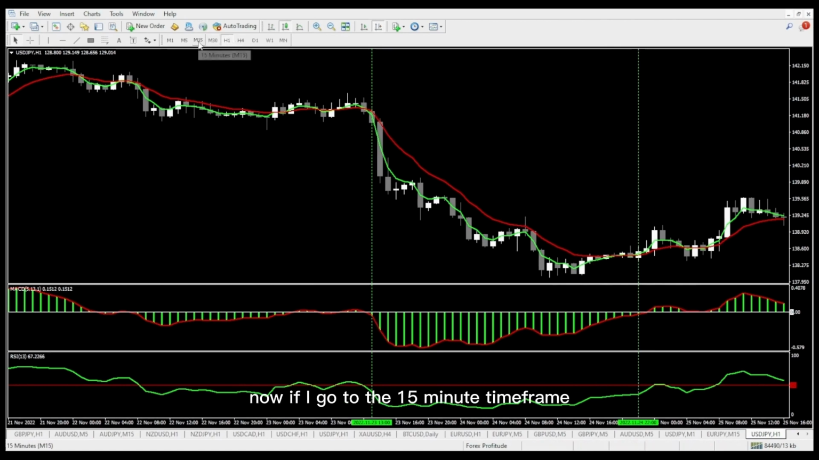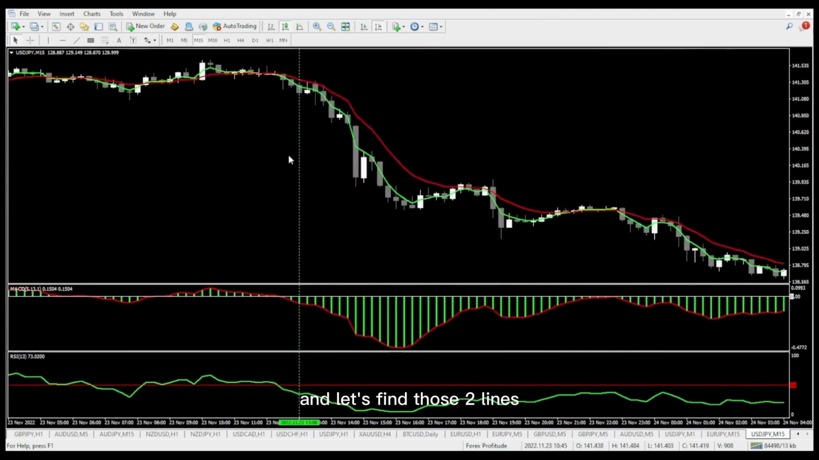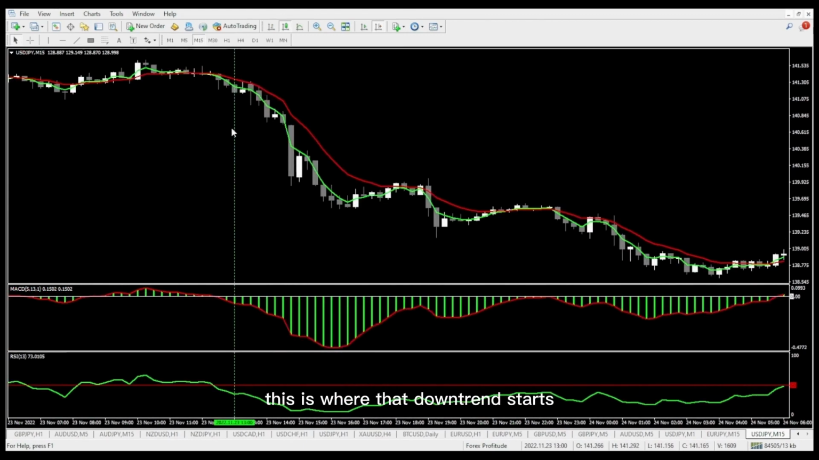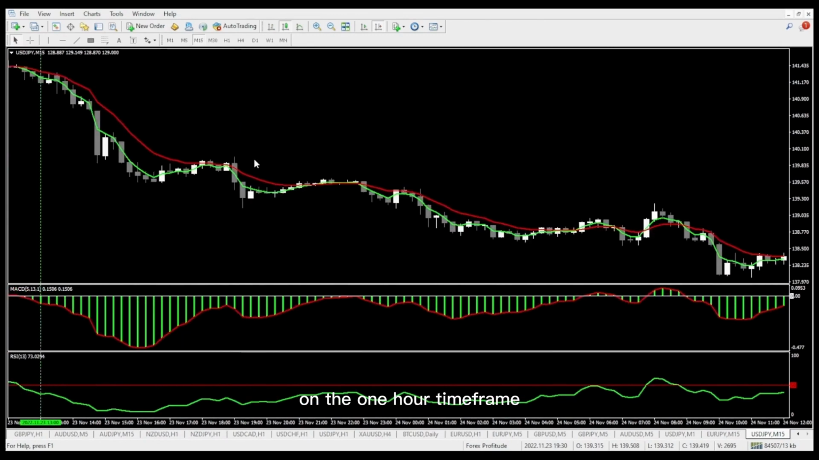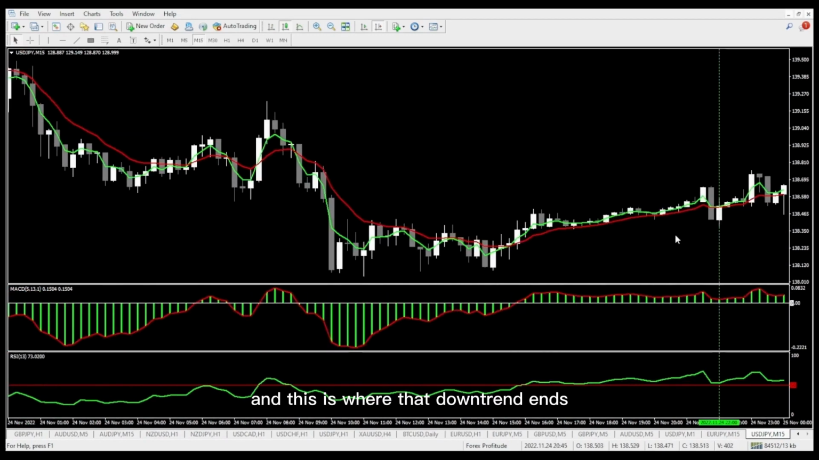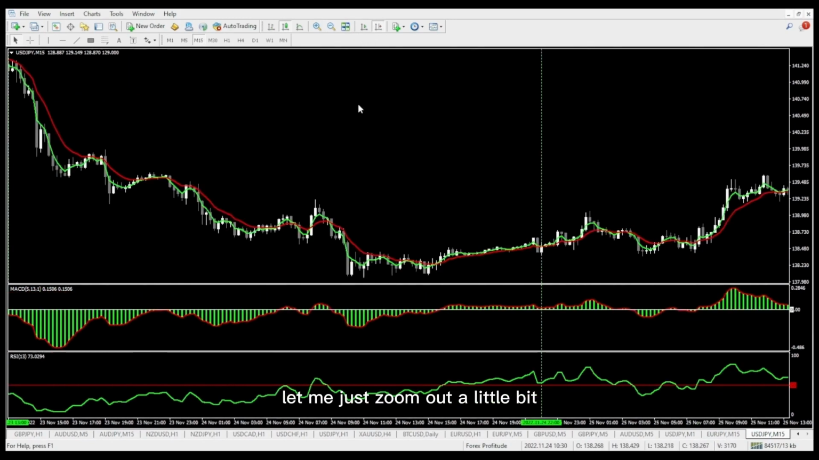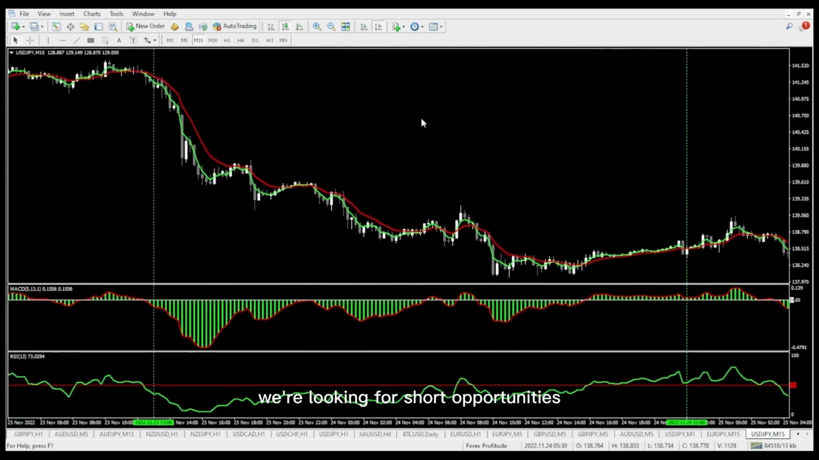Now, if I go to the 15-minute time frame, this will be the lower time frame, the one that I'm actually going to trade. And let's find those two lines. So we've got the first line here. This is where that downtrend starts on the 1 hour time frame, and this is where that downtrend ends. So what we're looking for are short opportunities. Just zoom out a little bit. We're looking for short opportunities from here to here, and we have a short opportunity here, and we have a short opportunity right in here.